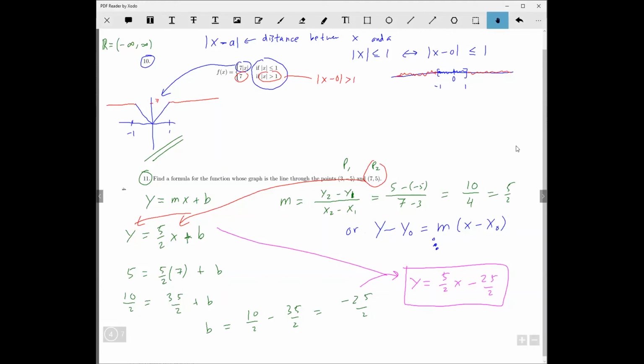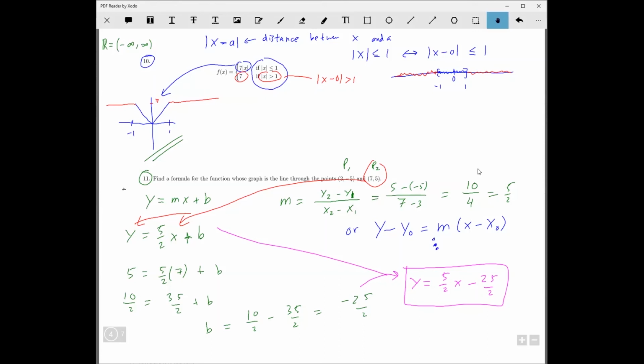Okay, so any questions? Just a quick question. Does it matter which point you choose to substitute in the formula or no? It doesn't matter. You just choose whatever you think is going to be the easiest, if it's going to make the calculations easier. That's all it is at that point.